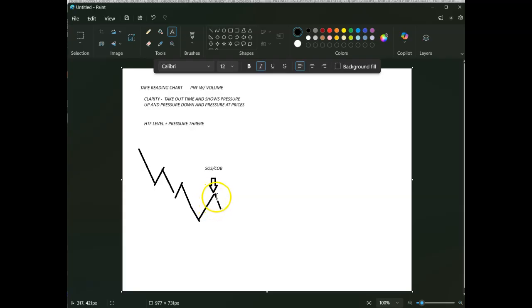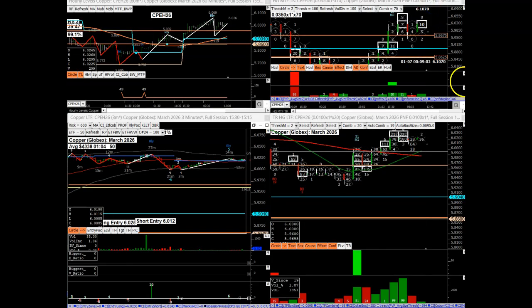I have some indicators that allow me to see it, but one clear way of seeing it is with this point and figure with volume, which is a tape reading chart. It's really good for this, so you don't start second guessing. You can very clearly see the pressure going up. There's a certain amount of clarity that this gives you that you cannot get from other charts. That's why, in my opinion, something like this is required, not just nice to have. I'll give you some examples, including one that's occurring right now.